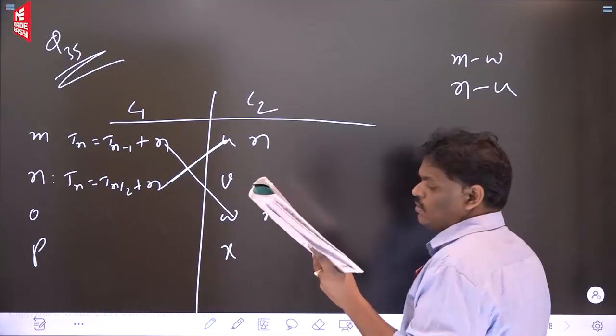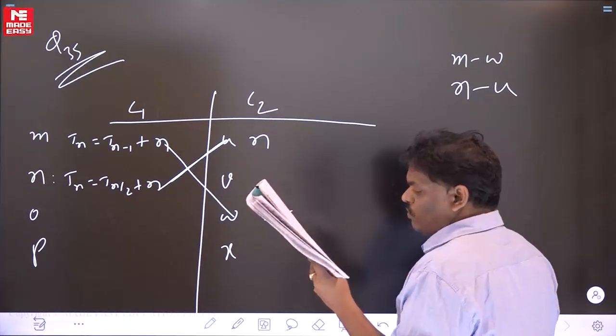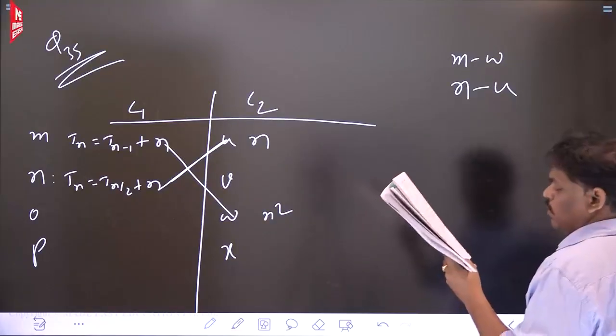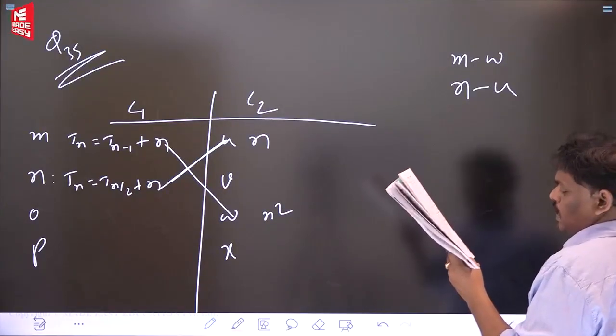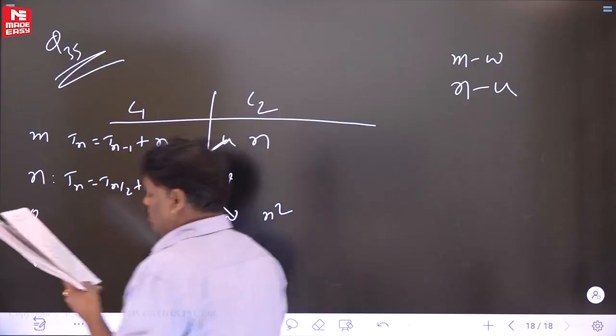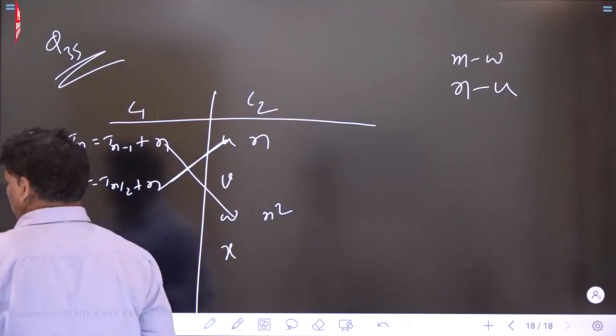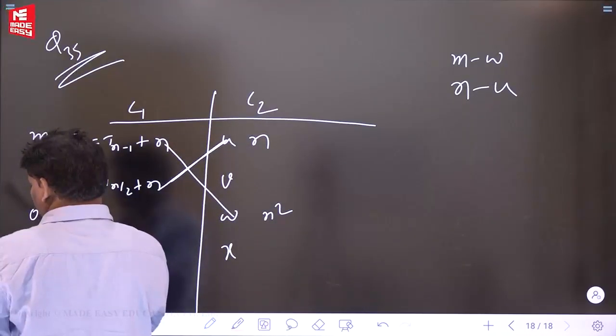Which option? M, W, N, U. I think 2 options are fighting. Let's go further. What about O? Let's check.